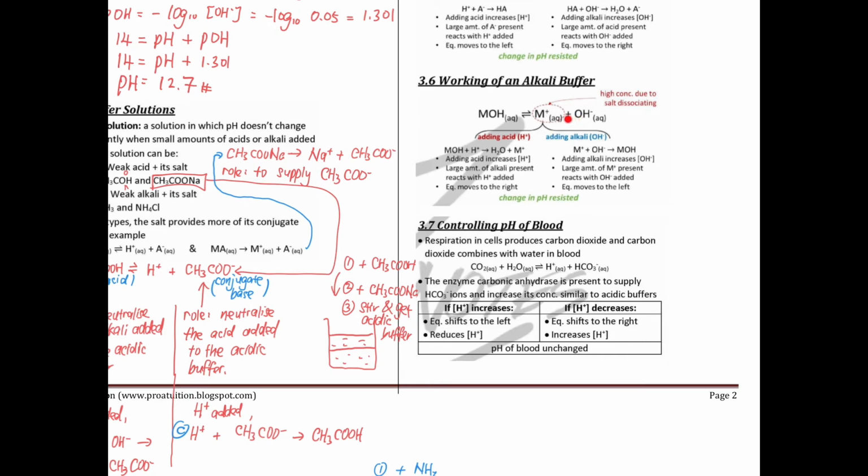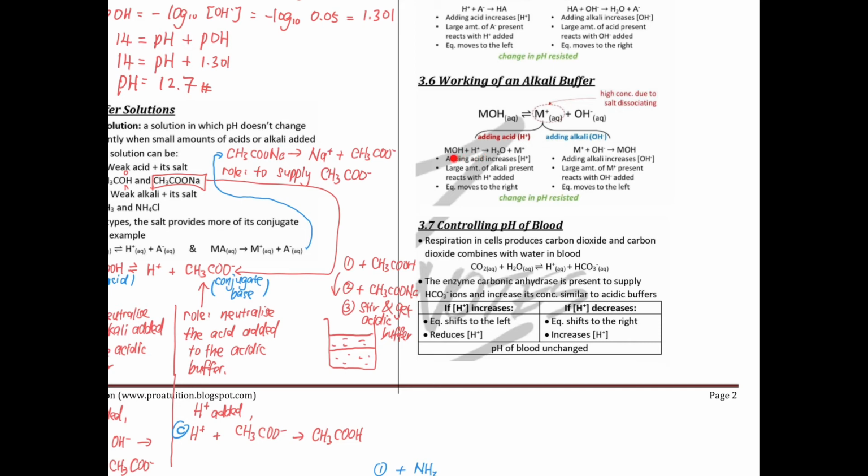Ammonium ions is in small quantity initially, so that's why you have to add salt to increase the concentration of the ammonium ion. And now you prepare your alkaline buffer already. Now you can add acid to the alkaline buffer to see whether the pH changes or not. The pH is not supposed to change a lot, because the function of a buffer solution is to resist the change of pH.